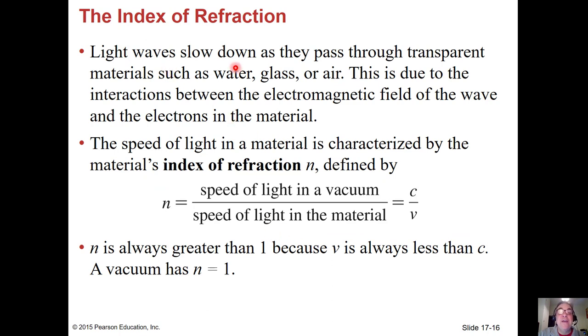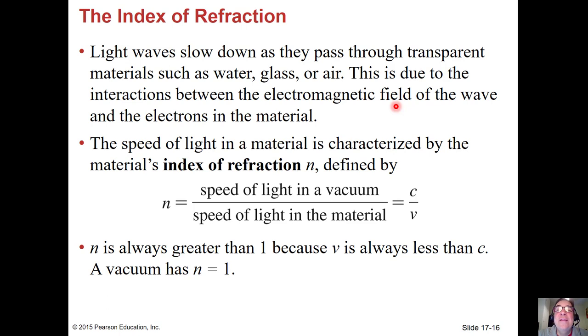So light waves actually slow down when they pass through materials like water, glass, and air. In air, it doesn't slow down too much, but in water and glass, the speed of light is actually less. This is due to the interaction between the electromagnetic field, the electric field and magnetic field, and the electrons in the actual material. So remember what the wave is. It's an electric field and magnetic field.